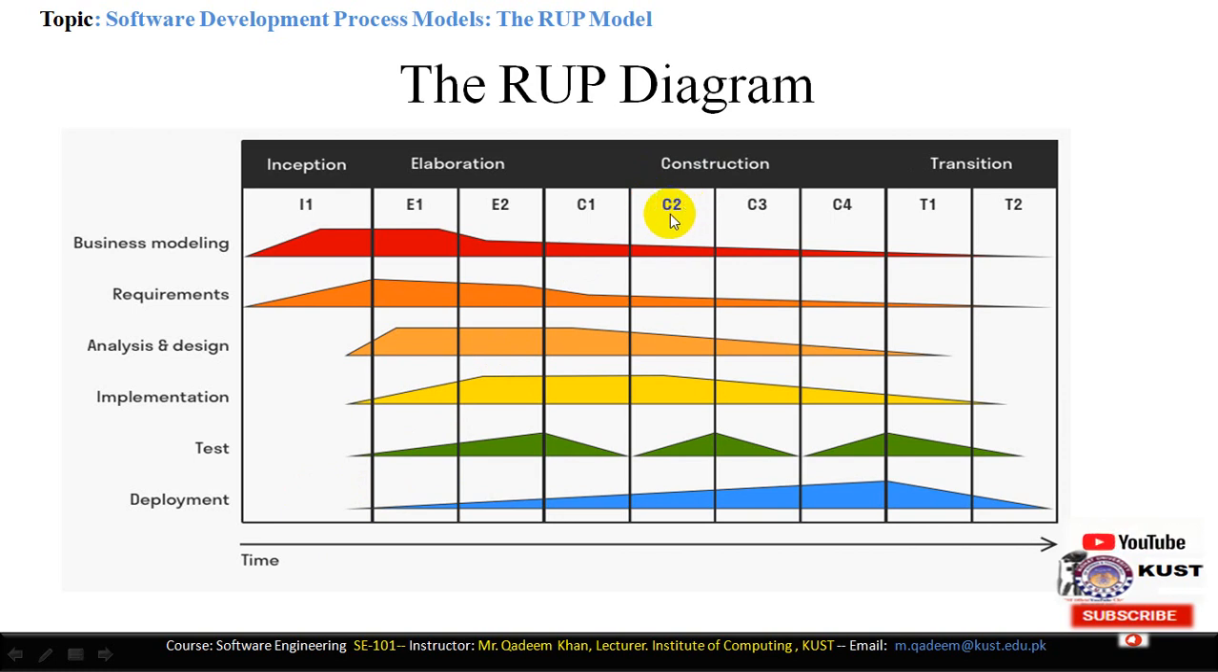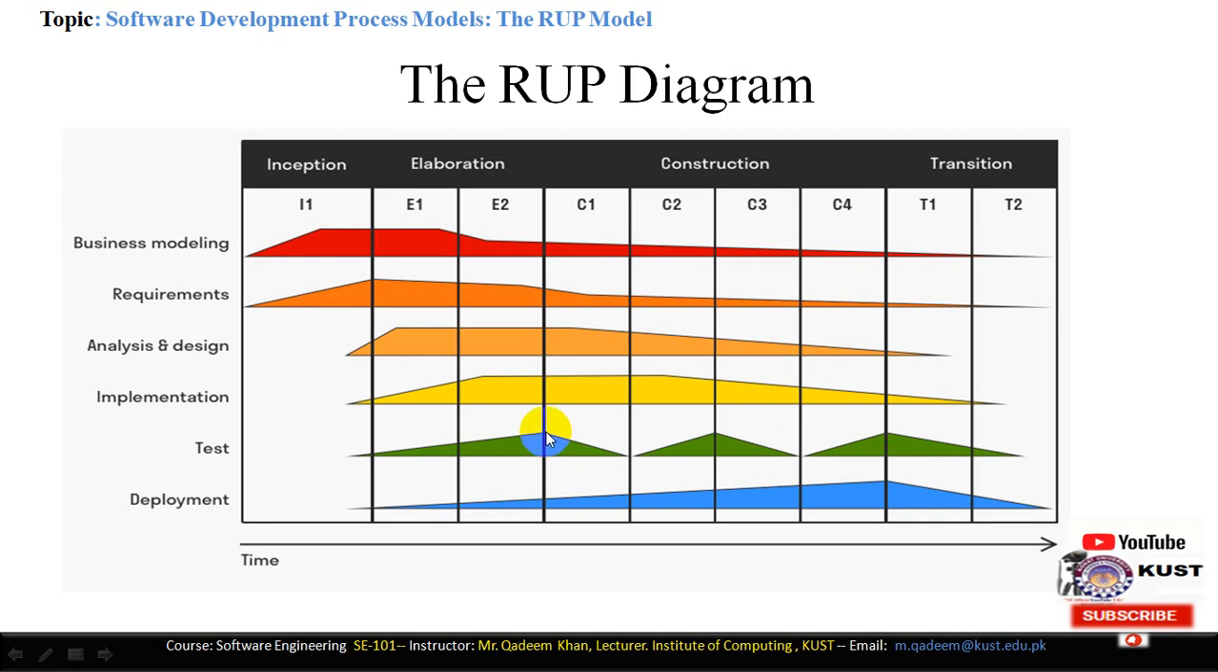Construction means here we will do first construction, construction 1, construction 2, construction 3, and construction 4. Here we will not use any sort of business modeling, but we can in fact do some business modeling, though not more than in elaboration. Here we will also do the requirements analysis, but not more than in the previous phase. We will also do analysis and designing, but the implementation will be the most focus here because we are doing the construction. So here we focus more on the implementation, and also we have certain testing.